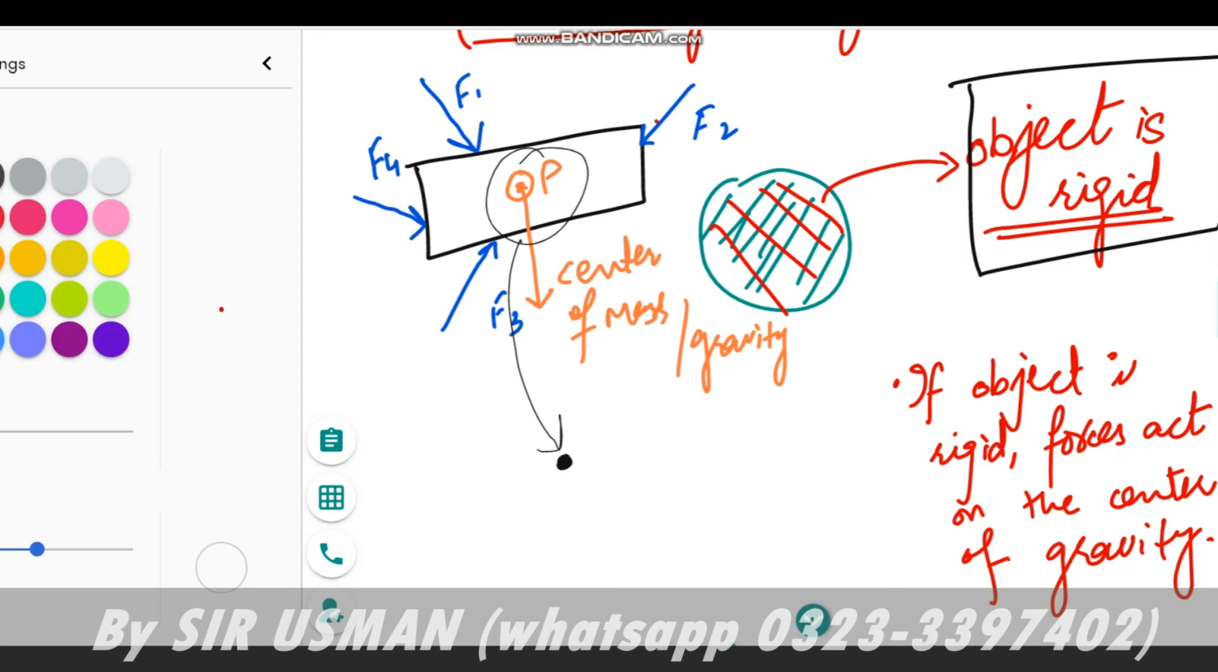Now we are going to draw the forces acting on it. This is F2 with the same orientation. This is F1 with the same orientation. This is F4 with the same orientation. And this is F3 with the same orientation. This diagram is called a free body diagram.